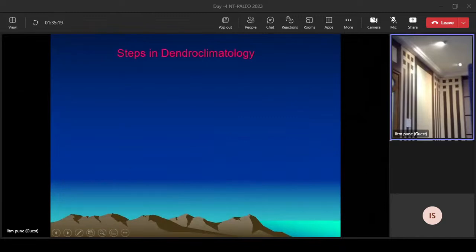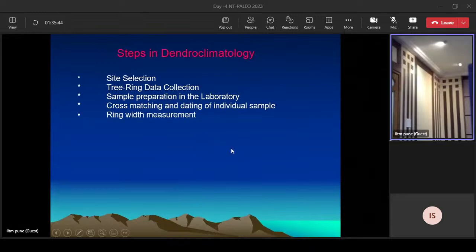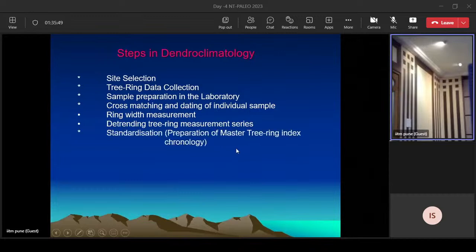The steps in dendroclimatology: if you want to reconstruct climate from tree rings, we have to follow these steps. First is site selection, tree-ring data collection, sample preparation in the laboratory, cross matching and dating of individual samples, ring width measurement, determining tree-ring measurement series, standardization.